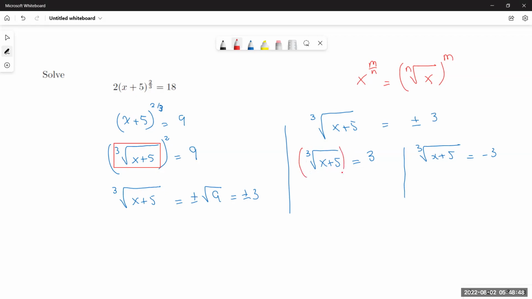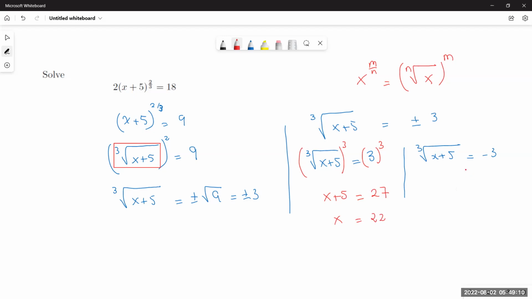And the way to do it is to cube both sides, right? So if I do so, the cubic root here cancels out with the cube. So that's going to give me x plus 5 equals 27. And if you want to continue to solve, minus 5 minus 5, that's going to give you a 22.